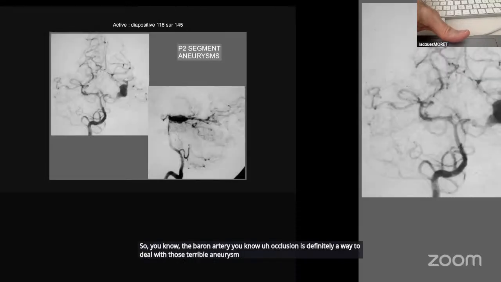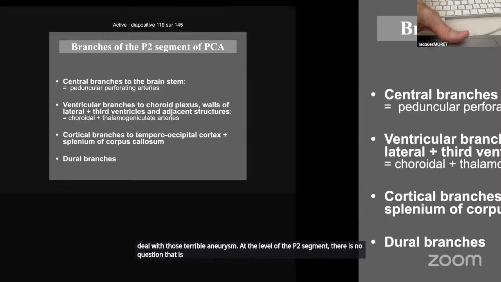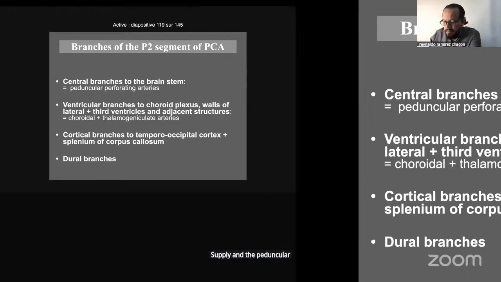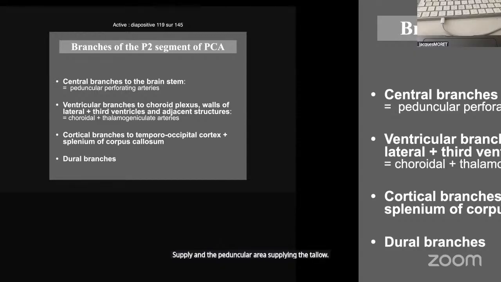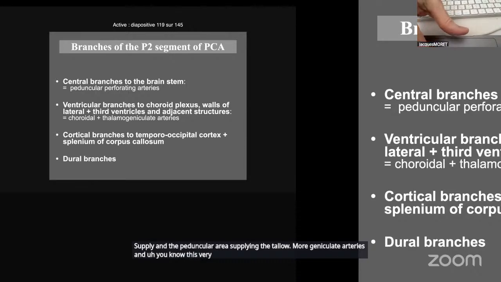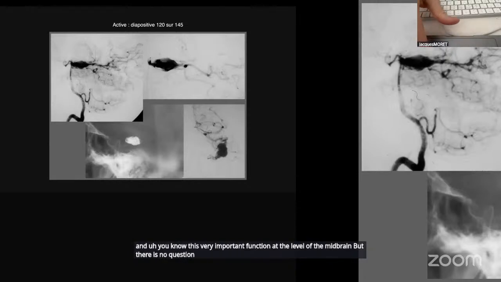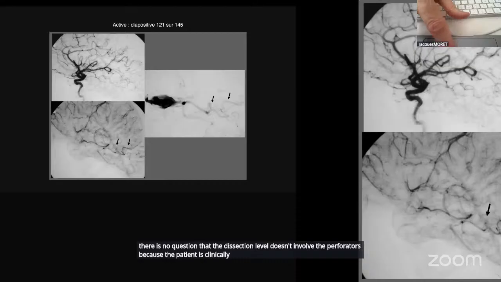At the level of the P2 segment, there is no question that it is a very, very nice way to treat the aneurysm, despite the fact that all those branches are supplying the peduncular area, the geniculate arteries, and this very important function at the level of the midbrain. But there is no question that the dissection level doesn't involve the perforators because the patient is clinically intact. So you can safely occlude.